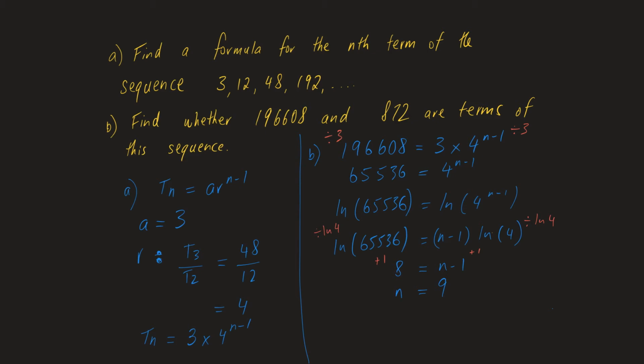Again, this time I want you to have a go at identifying if 872 is a term of this sequence. To start with, I'll divide both sides by 3, and straight away I can see that 872 divided by 3 is 290.6 recurring, which equals 4 to the power of n minus 1. Therefore I can say 872 is not a term in the sequence.